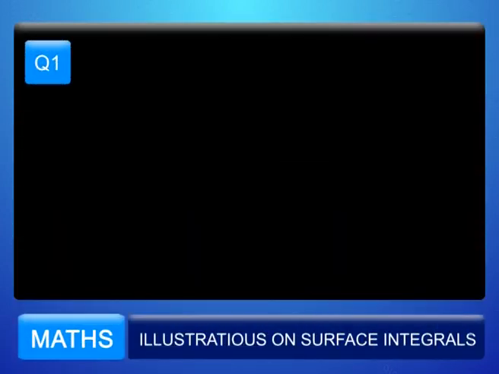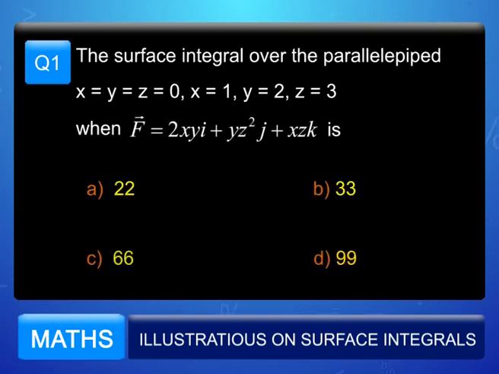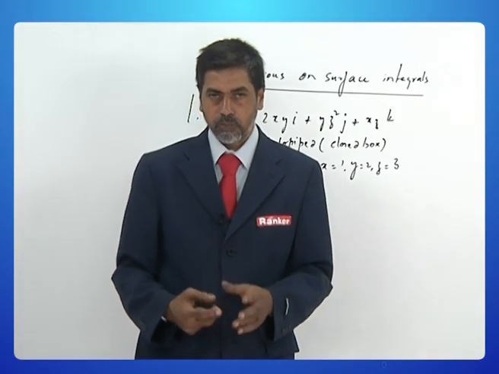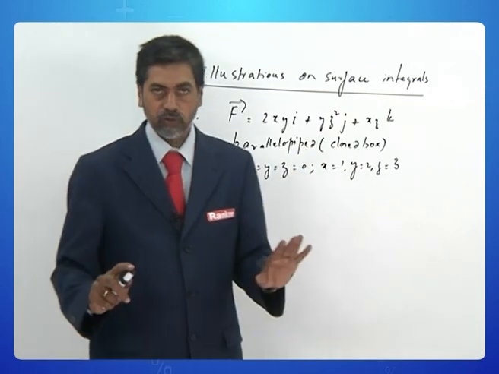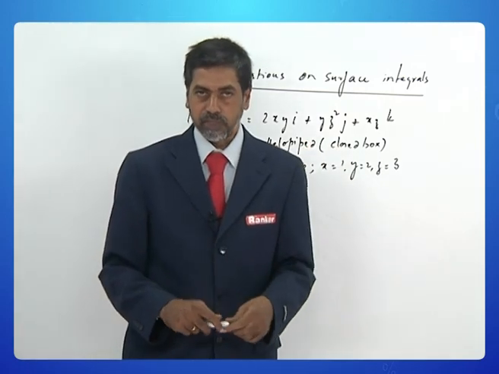Question number 1. What is the value of the surface integral over the parallelepiped bounded by x = 0, y = 0, z = 0, x = 1, y = 2, z = 3, when the field f = 2xy i + yz² j + xz k. This is a problem based on closed surface integration. So, therefore, straight away we will go to the Gauss divergence theorem.